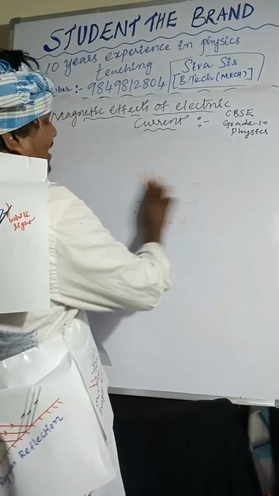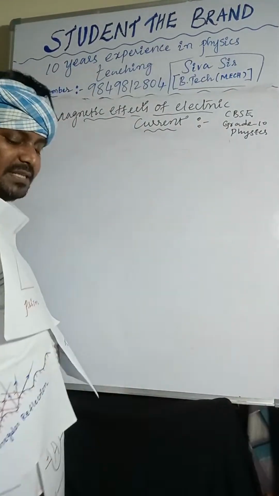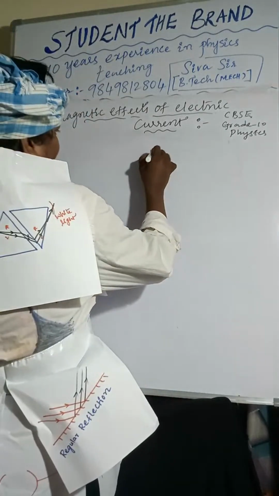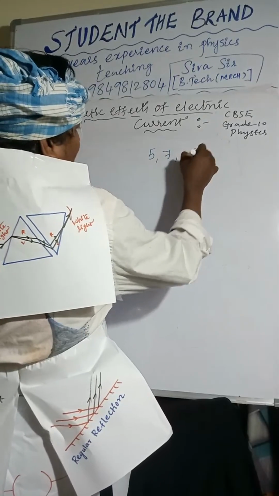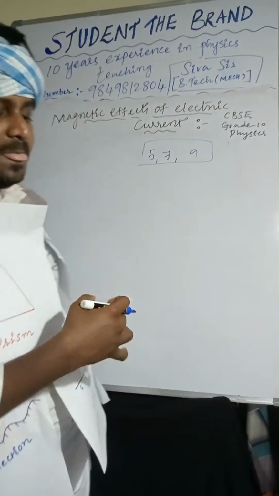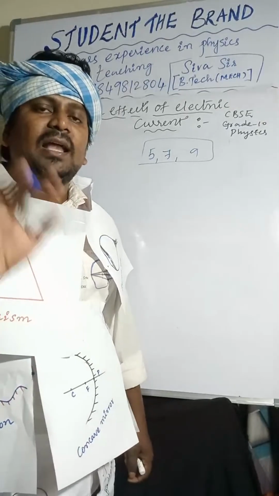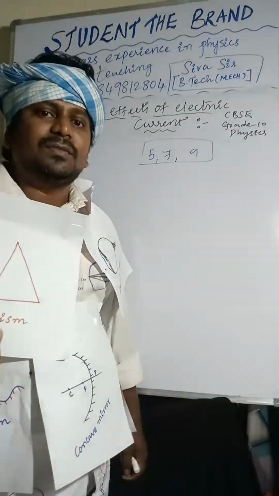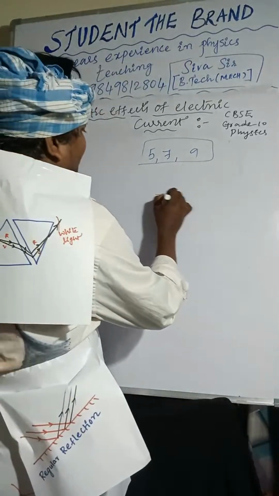So I will draw. You can take either 5, 7, or 9 lines. If you take these 5, 7, 9 lines, how will the diagram be? I will show you. How the diagram is with 5 lines, with 7 lines, and with 9 lines, I will draw. So first, you take this as a bar magnet.